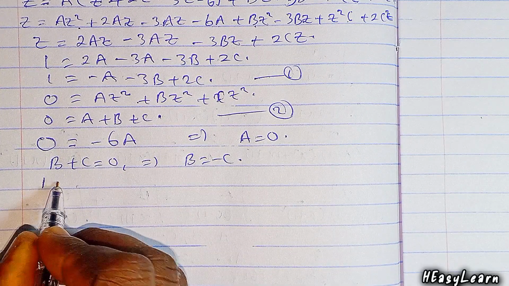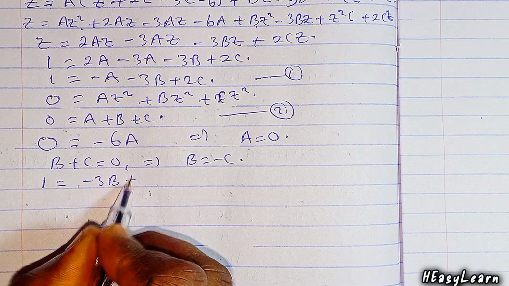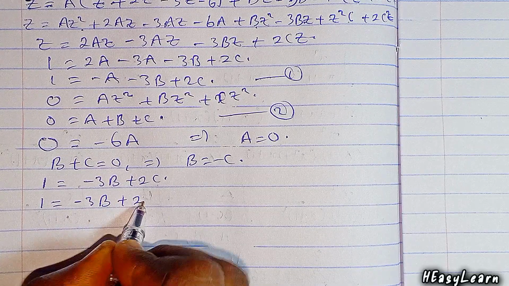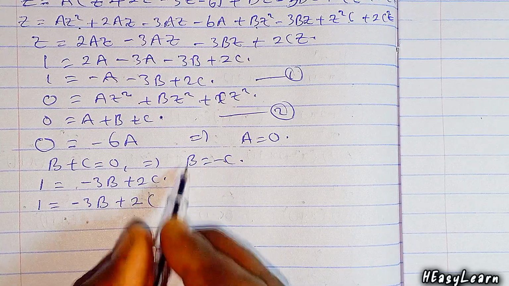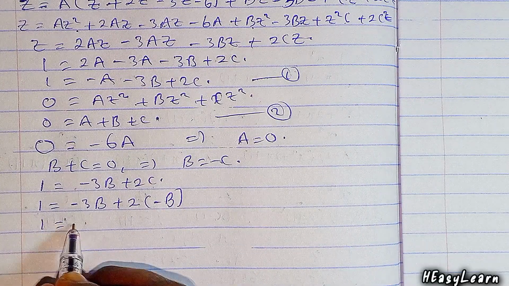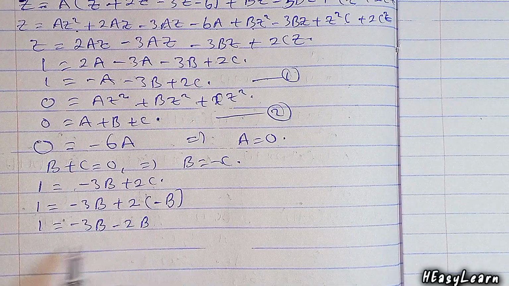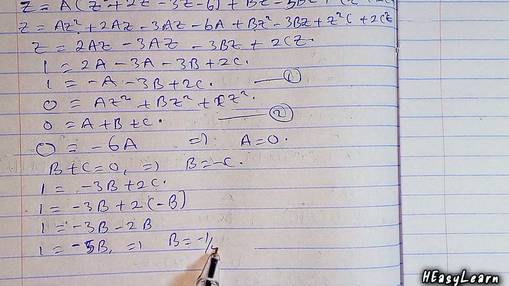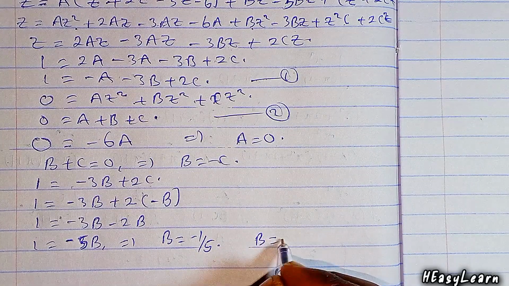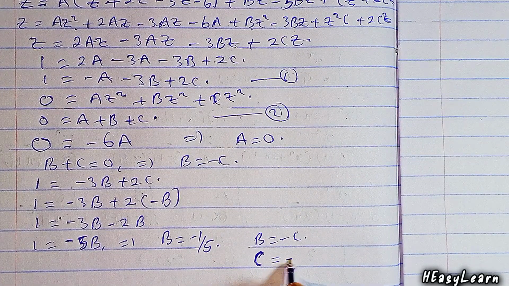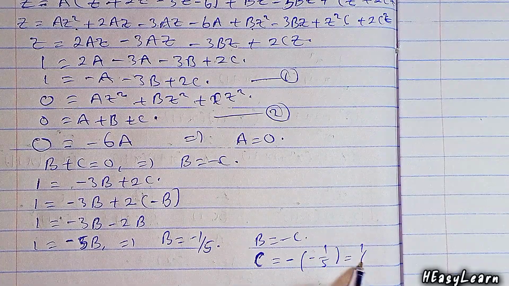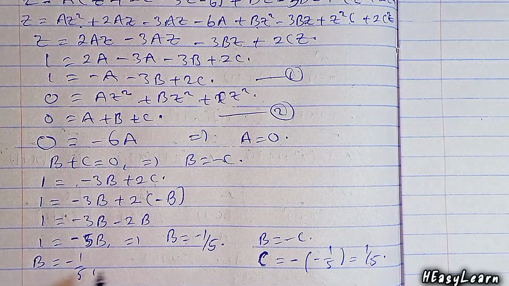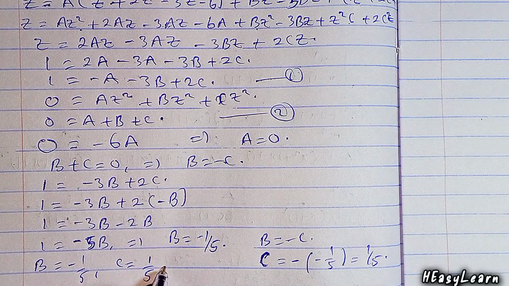So from equation 1, we have 1 equals minus 3b plus 2c. C is equal to minus b. We have 1 equals minus 3b minus 2b. 1 equals minus 5b. This implies that b is equal to minus 1 over 5. But b is equal to minus c, so c will be equal to 1 over 5. So in this case, b is equal to minus 1 over 5 and c is equal to 1 over 5.